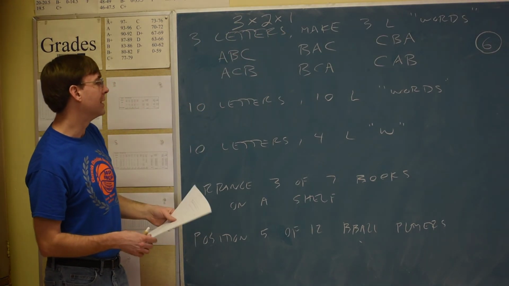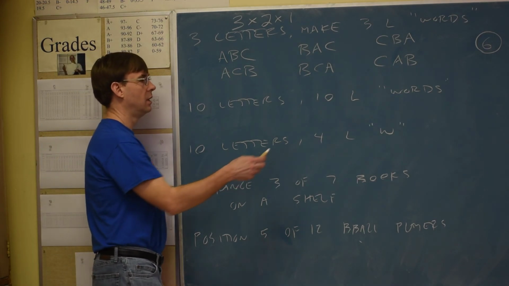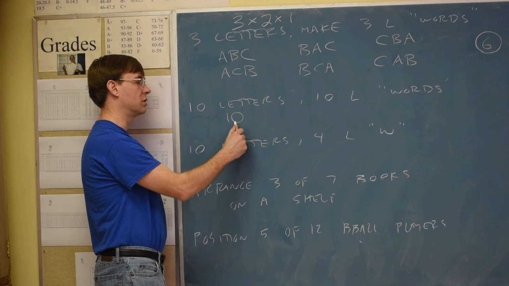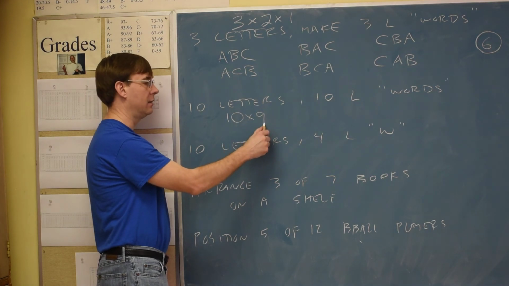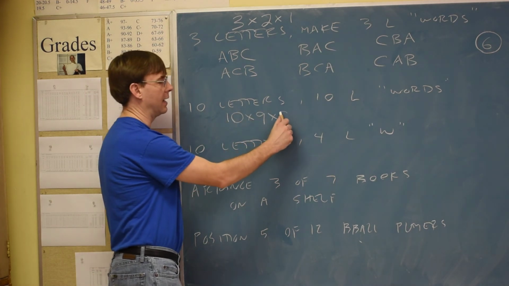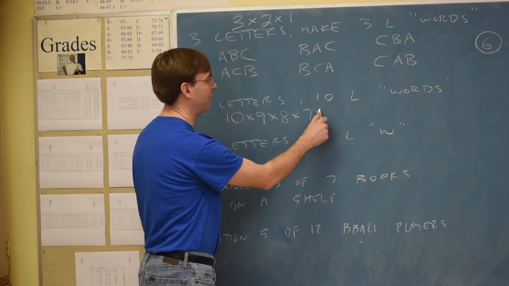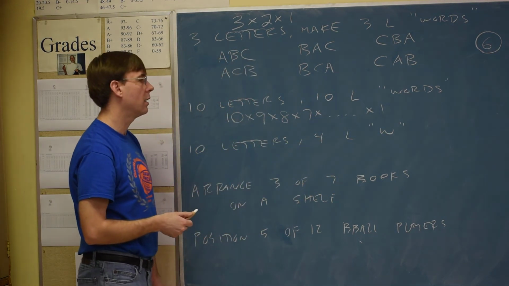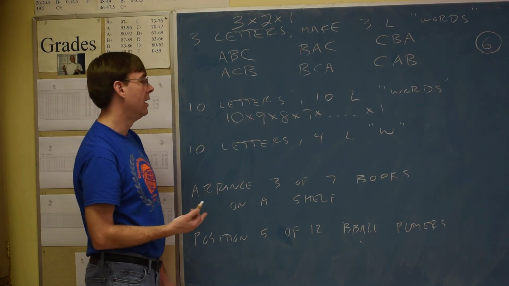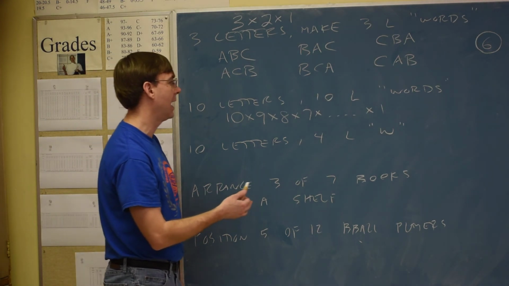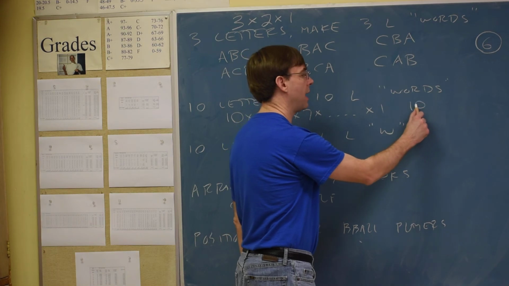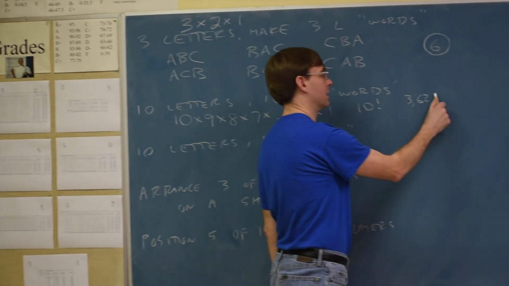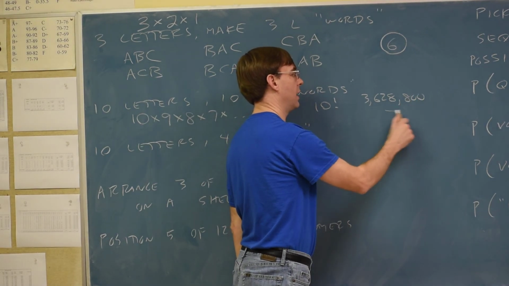So if I wanted to do a 10-letter question and make 10-letter words, I would have 10 choices for the first, and another letter is 9, and 8, and 7, all the way down till I use the 1. And we learned yesterday we had a new button for that. You might not want to punch in 10, 9, 8 all the way down. You might rather just do 10 factorial, which is 3,628,800.